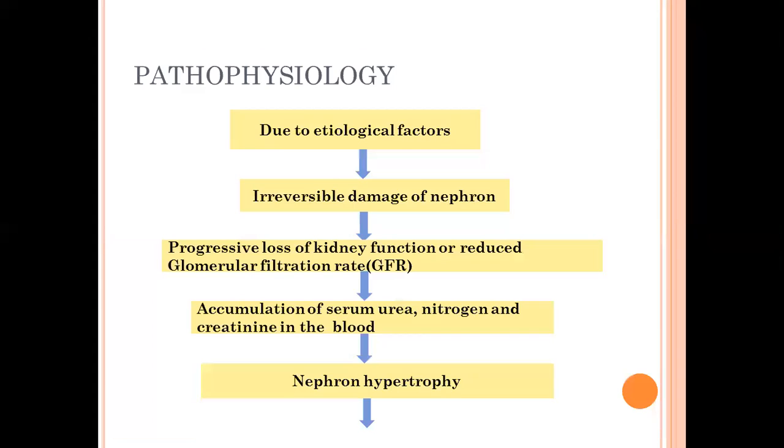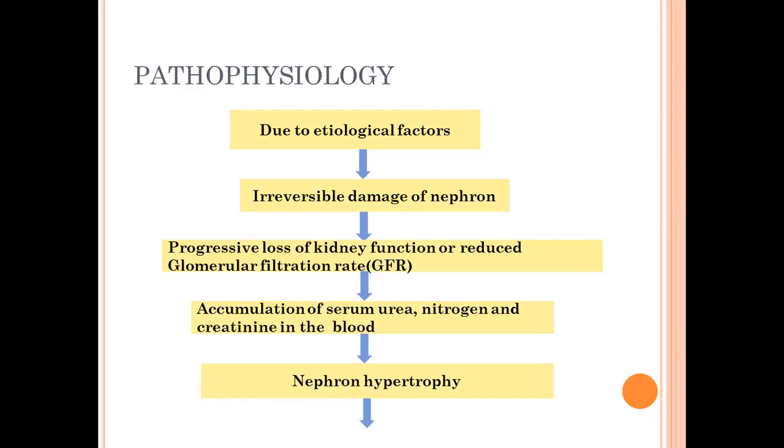Okay. Now moving on to the pathophysiology. Pathophysiology due to the etiological factors. The etiological factors which we have discussed, like systemic diseases such as diabetes and hypertension, and local causes like acute renal failure, and exposure to environmental and occupational agents, can lead to irreversible damage of your nephron. The nephrons in your kidney will slowly and steadily start to get damaged.